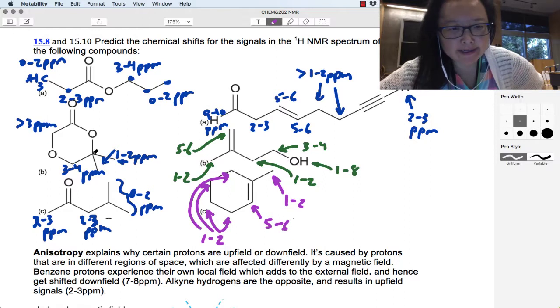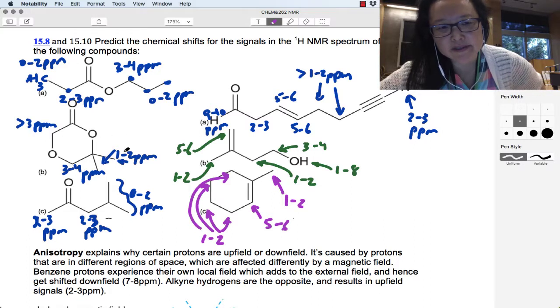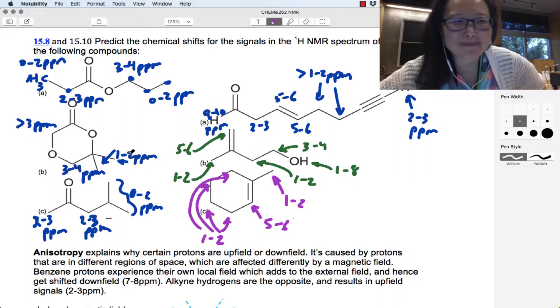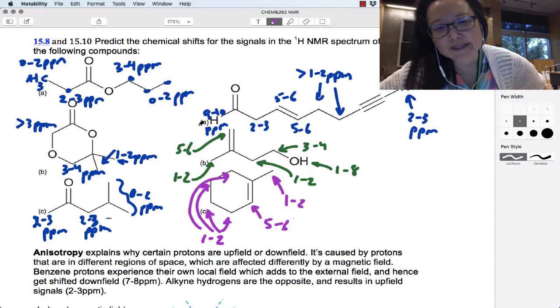There's no hydrogen here, so no signal here, but there are hydrogens on these methyl groups, and they're pretty far away from this oxygen, so it's going to be 1 to 2 ppm, or 0 to 2 ppm. I'm just going to say 1 to 2 ppm, but it could be 0 to 2 ppm. It could be slightly under 1. It's fine. These alpha hydrogens here are 2 to 3. The hydrogens on this alkyl chain are going to be 0 to 2, or 1 to 2.